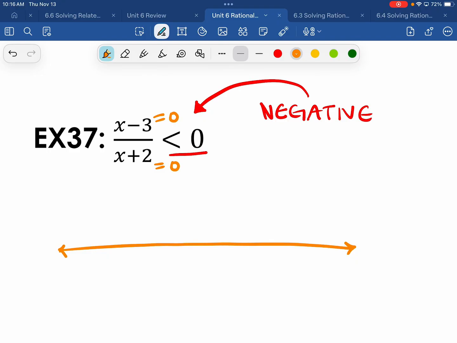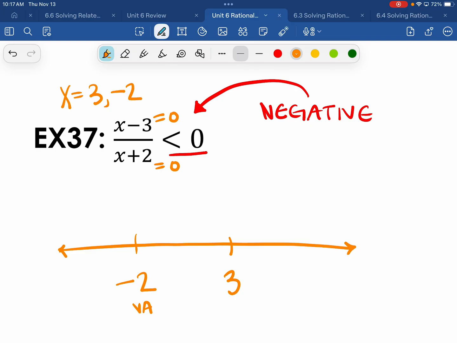All right, so when I set the top equal to 0, I get 3. And when I set the bottom equal to 0, I get -2. So I'm going to put -2 on my number line and 3 on my number line. The -2 is your VA. Now, it is a VA, but because my inequality doesn't have the or equal to line, everything gets a parenthesis. Does that make sense? Because there's no or equal to line underneath this less than sign. So everything's going to get a parenthesis, even the 3.